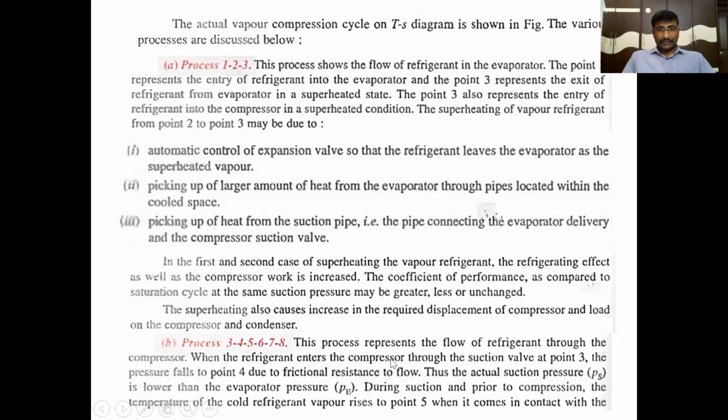When the refrigerant enters the compressor through the suction valve at point 3, the pressure falls to point 4 due to frictional resistance to flow.